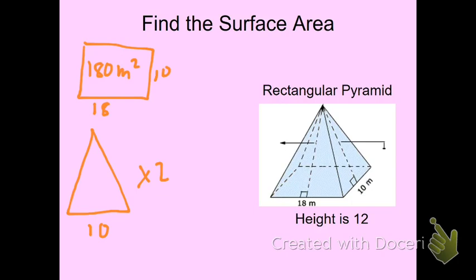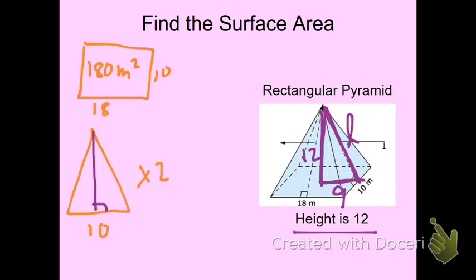Now, the height of this triangle is not the height of the pyramid. This right here would be the height of the pyramid. We need to find this height, L, the slant height. So what we're going to do is make a right triangle. Since this height goes right down to the middle of that rectangle, and it splits 18 in half, that's going to be 9. And we also need to know the height, which is given to be 12.